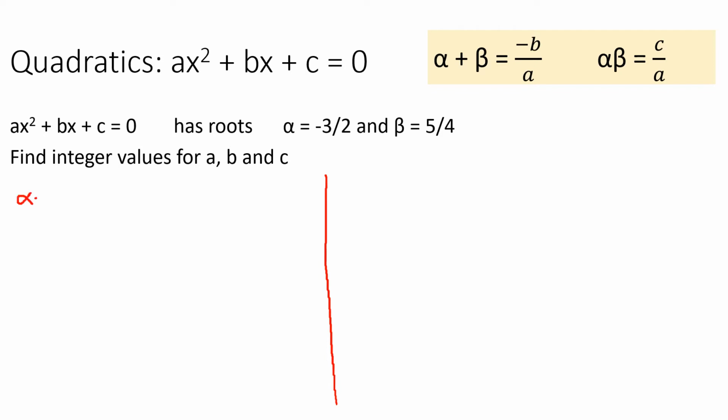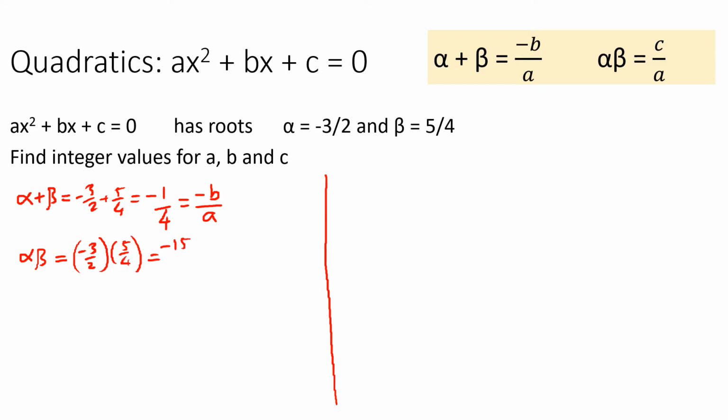So for starters we could work out what alpha plus beta actually is. This is minus 3 over 2 plus 5 over 4. So it's going to be minus 1/4. And we know that's equal to minus b over a. Alright. We can also say that alpha beta itself is equal to minus 3 over 2 times 5/4, which will give it as being minus 15 over 8, which is equal to c over a. What we tend to want to do here is to just say, well, what about if a was 1? What would happen here?